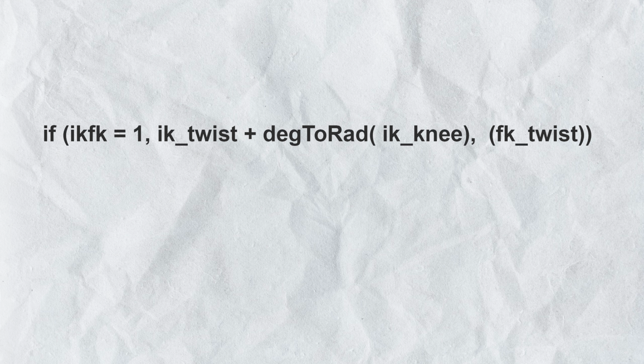This is a conditional expression. If IKFK equals 1, meaning the IK button is active, the Flexi Line controller rotates together with the IK controller and adds the knee rotation. The function deg to rad converts the knee angle from degrees to radians, so the rotation works correctly. If IKFK does not equal 1, meaning the IK button is not active, the Flexi Line controller rotates together with the FK controller.